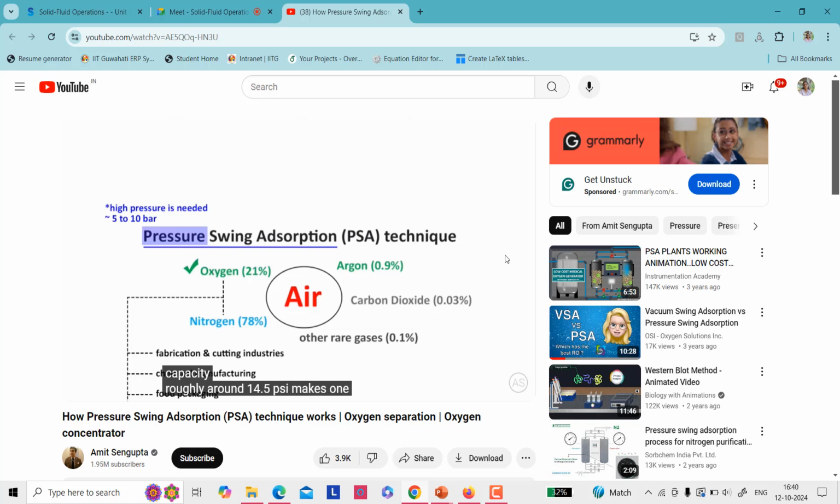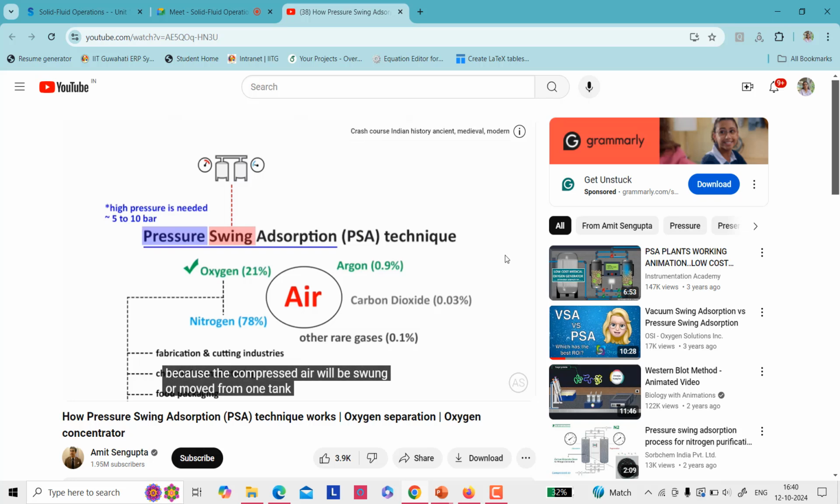The next word is swing. In this process, 2 tanks are required. When one tank is being pressurized, another tank is being depressurized. That is why the word swing is used, because the compressed air will be swung or moved from one tank to another. The third word is adsorption, which means something has to be adsorbed.